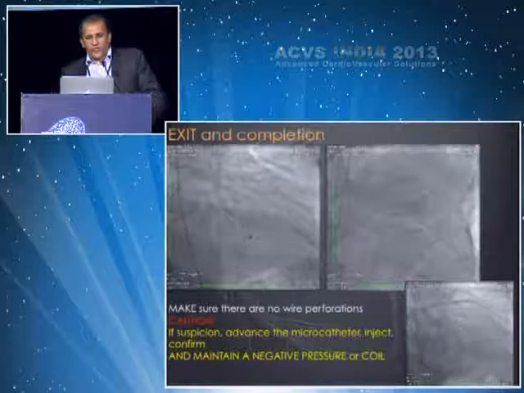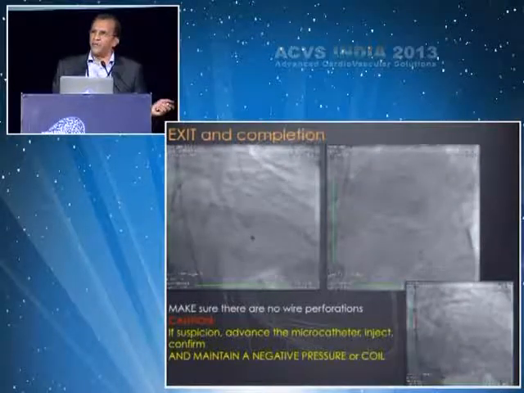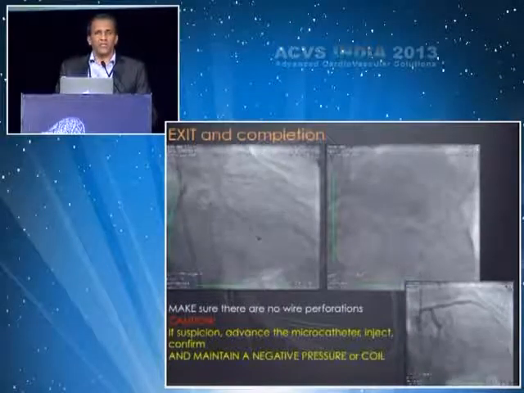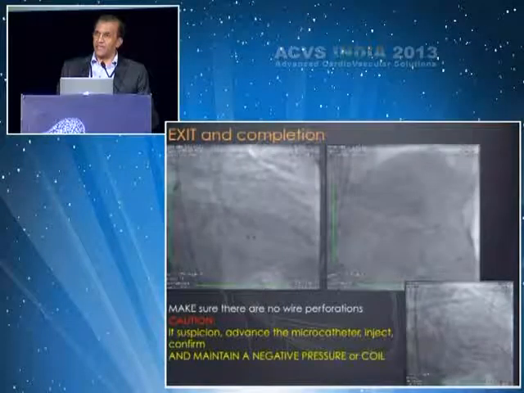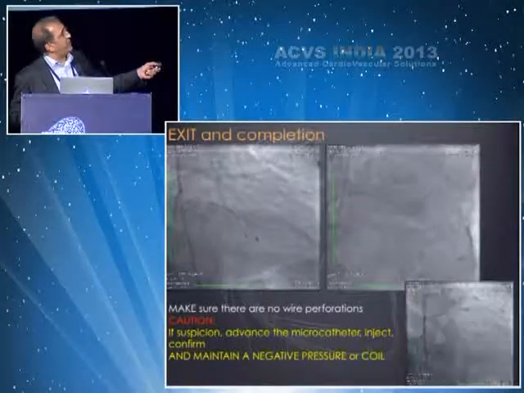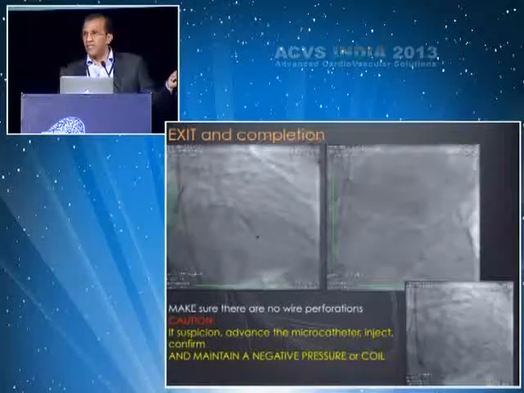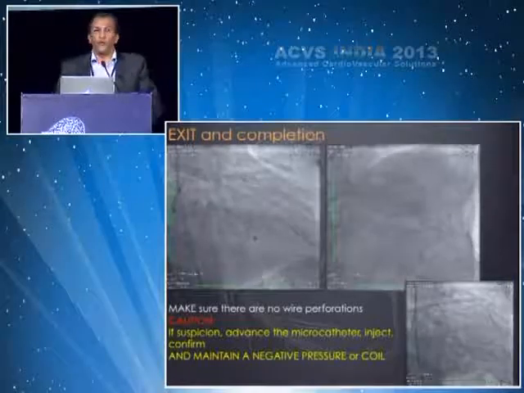It's also important on exit to make sure that you've got no perforations from wire perforations, and make sure that your distal bed is looked at properly with good distal angiographic assessment. Sometimes we take our microcatheters and inject through that to make sure there's no extravasation, because this is the time that if there is an extravasation, you could coil it before you get tamponade.